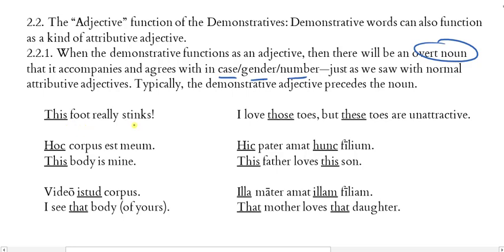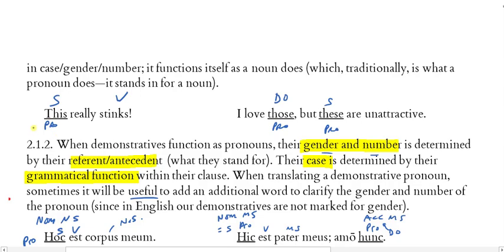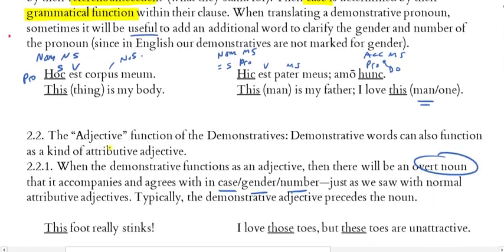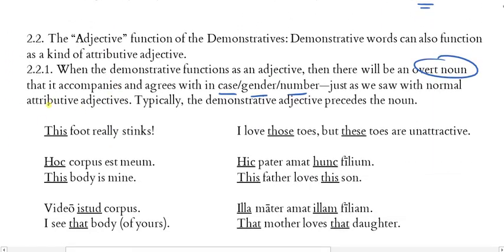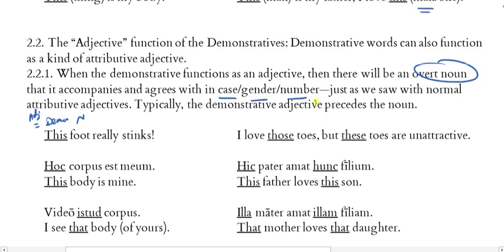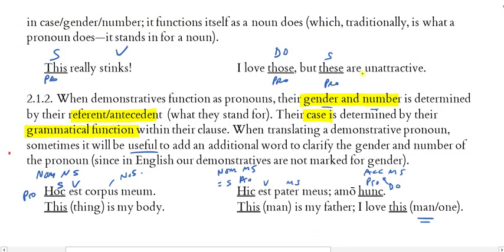This foot really stinks. Using the examples that I had up here a little while ago, this really stinks compared to this foot really stinks. Notice that I have the demonstrative and I have a noun that it is modifying directly. This is a demonstrative adjective, all right? And then if I say, I love those toes, but these toes are unattractive. My other sentence was, I love those, but these are unattractive.